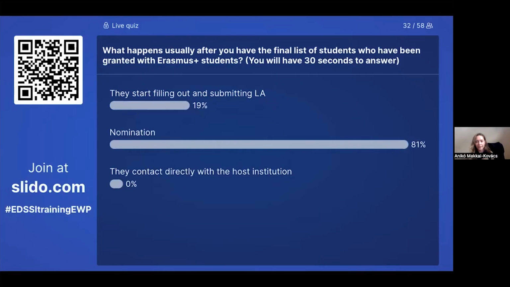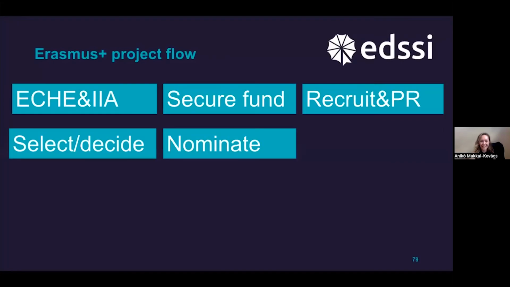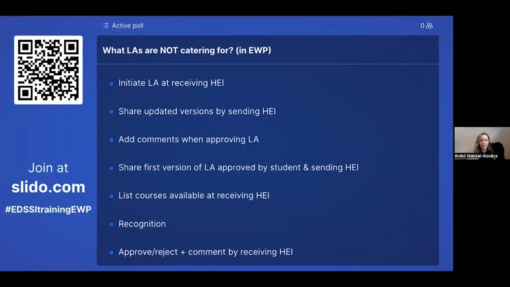Exactly. Once again, I wanted to emphasize the importance of the nomination step here. You have to make the partner aware of who you are going to send to the university. So here we go. Teresa was the fastest in this case, so congratulations. Let's nominate the students and see what the next step is.